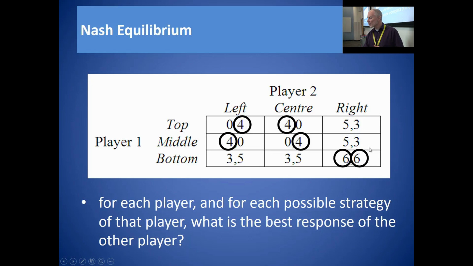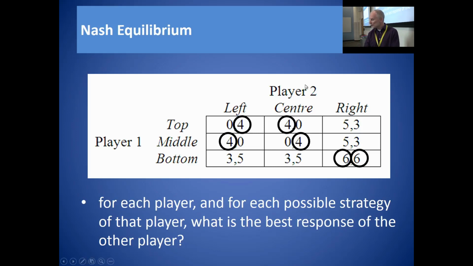Player 1 chooses middle. What's the optimal response from player 2? To choose centre. So player 2 is choosing the optimal strategy. Player 2 has no incentive to deviate if player 1 is going to choose middle. So for player 2 it's fine. But the point is, does player 1 have an incentive to deviate?